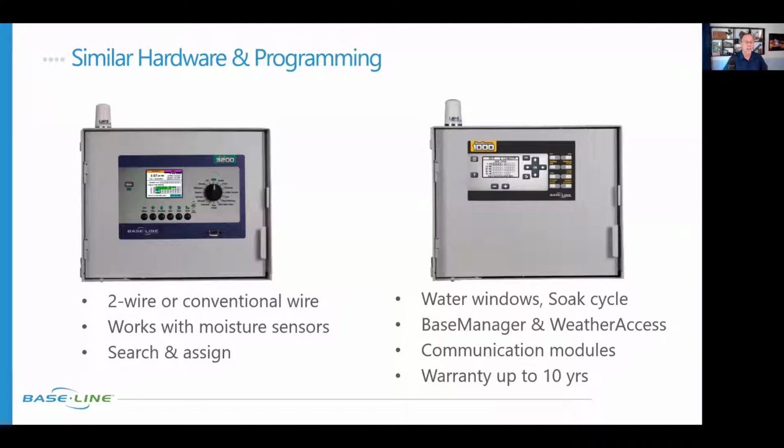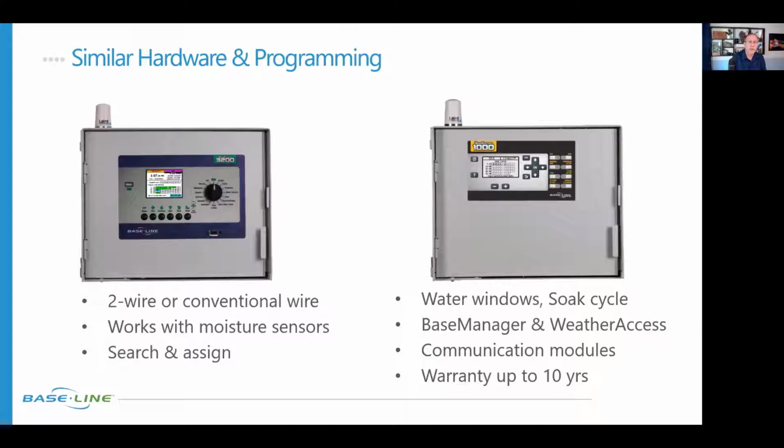So I'd say the first one is we can run 2-wire or conventional wire on either controller. It's just a matter of what board is inside of there. And what's awesome is that the powered by coder fits in the Basestation 3200, fits in the 1000, fits in the substation. It just fits across all of our components. Both controllers, the 3200 and the Basestation 1000, both work with soil moisture sensors. Search and assign is identical. It's that familiar process that we're used to, the same across each controller. Water windows, soak cycle, some of those very core programming functions are the same in each of them.